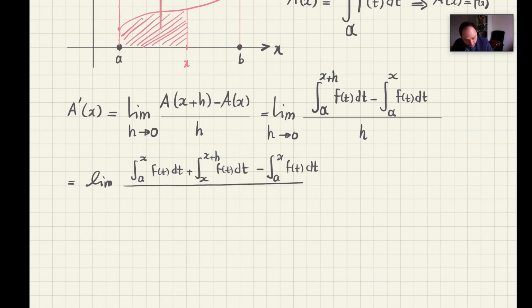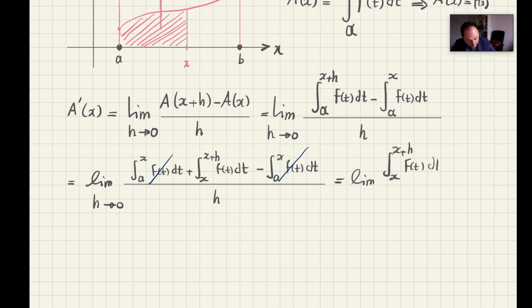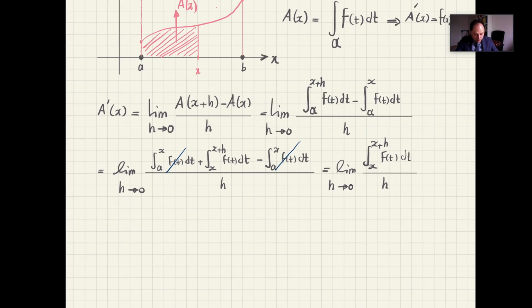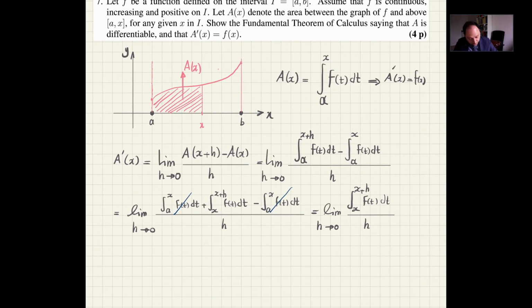Okay, and then divide everything by h. h goes to 0. So this is exactly the beginning, the one that you see here. So they are cancelled, and then I will get the limit of the integral from x to x plus h of f of t dt divided by h when h goes to 0. Okay, now it is mentioned that this function is continuous.